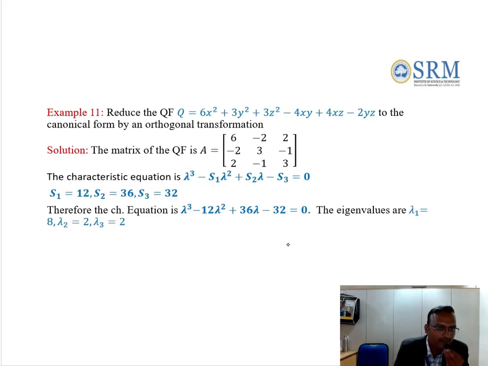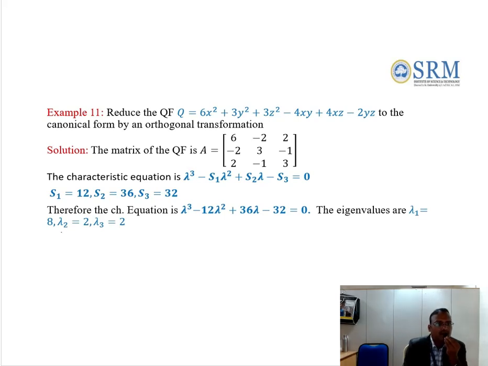Reduce the quadratic form 6x square plus 3y square plus 3z square minus 4xy plus 4xz minus 2yz into a canonical form by using the orthogonal transformation. Now the matrix of the quadratic form is [6, minus 2, 2; minus 2, 3, minus 1; 2, minus 1, 3], and the corresponding characteristic equation is lambda cube minus 12 lambda square plus 36 lambda minus 32 equal to 0. If you solve this characteristic equation, we get the eigenvalues lambda 1 equal to 8, lambda 2 equal to 2, and lambda 3 equal to 2.